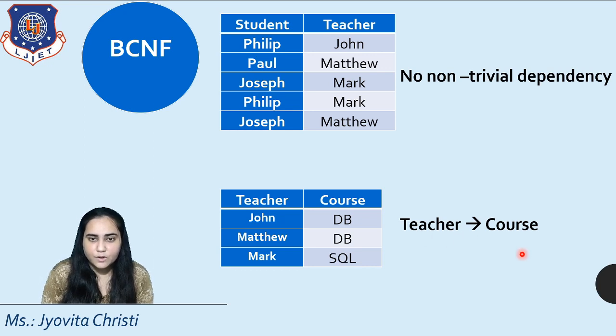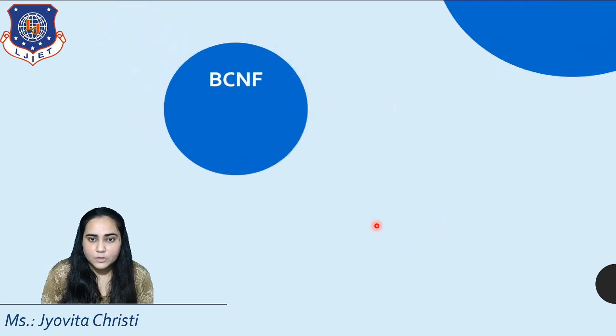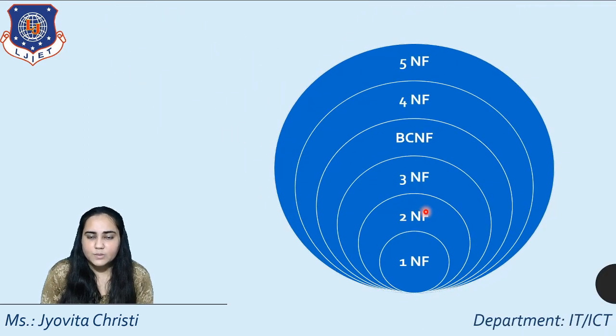But here also, a lot of duplication of data has been reduced, because now the name of the course is not repeating every time a teacher teaches it to the student. Because obviously, one teacher is not going to teach only two students. He or she is going to teach hundreds of students. And in that case, you don't want to end up writing the name of the course 100 times. Just the name of the teacher should be fine. So in this case, now both the relations are in BCNF, which stands for Boyce-Codd Normal Form. And that's what BCNF is.